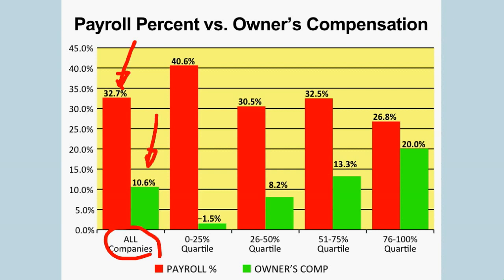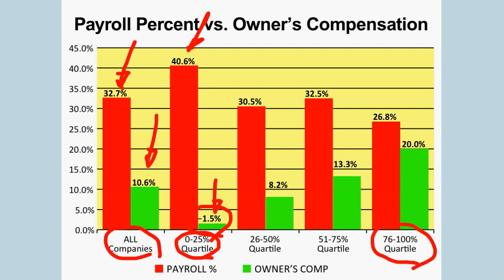Let's take a look at the bottom 25%, the bottom quartile as we call it. Owner's compensation, payroll expenses, 40.6%, minus 1.5% using these figures here. Let's move to the top 25%.